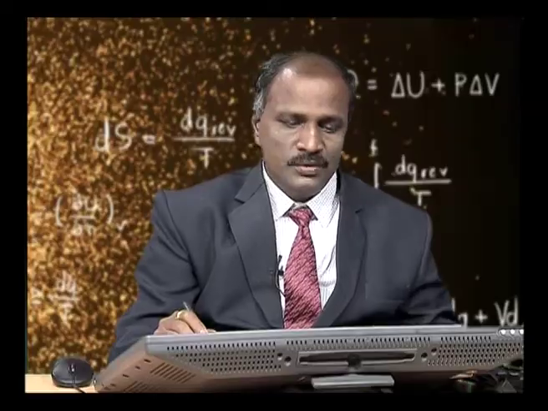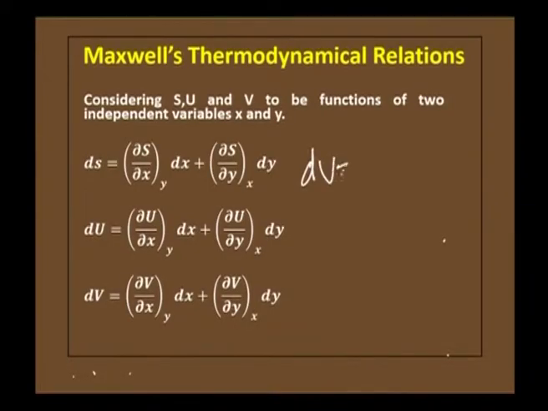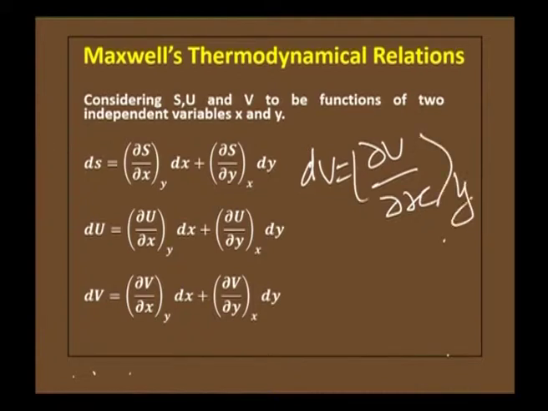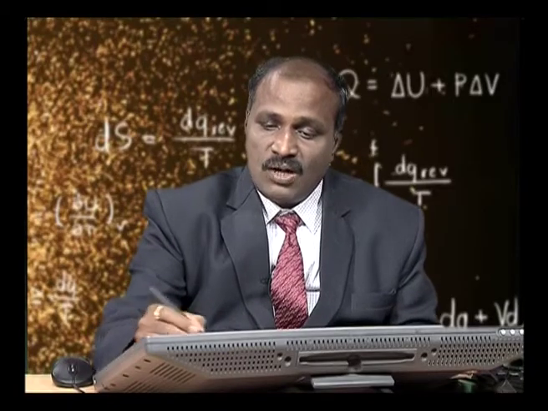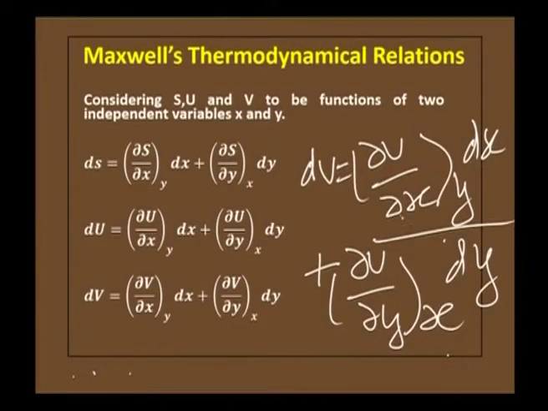Similarly, we can extend this for dv also. Therefore, what will be dv? dv is equal to, in a similar case, ∂v/∂x at constant y, dx, plus ∂v/∂y at constant x, dy. That is, I am keeping y as constant and differentiating this volume term.